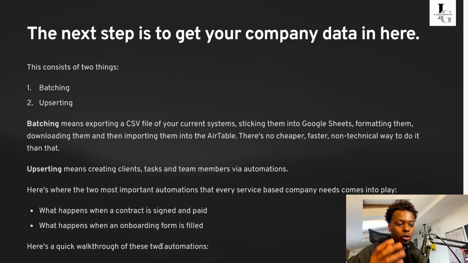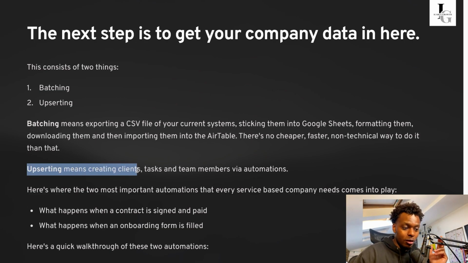So it just means exporting a CSV file of your current system, sticking it into Google Sheets, formatting it, downloading it, and then importing it into Airtable. There is no cheaper, faster, or non-technical way to do it than that, which means you're going to have to get your hands dirty, click export a bunch of times across the rest of your tech stack, and then format everything so that the columns you have are in alignment with the tables inside of your Airtable. Take all of those, import them into Airtable, and then it will just appear in front of you. That is data migration. You literally will never use this if you do not migrate your data inside of there. So that's the first thing.